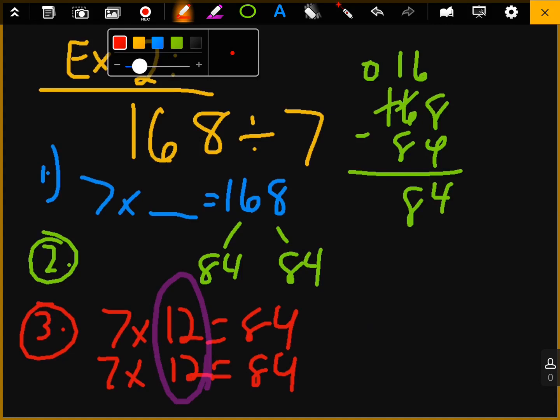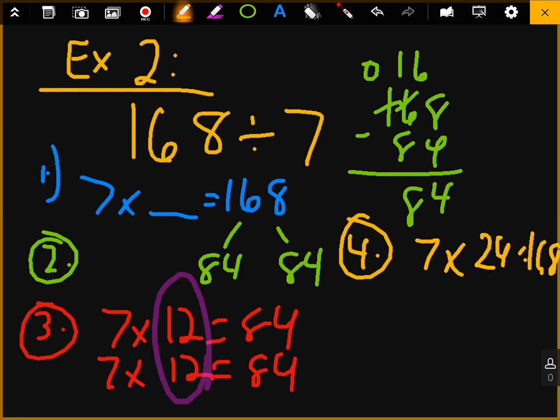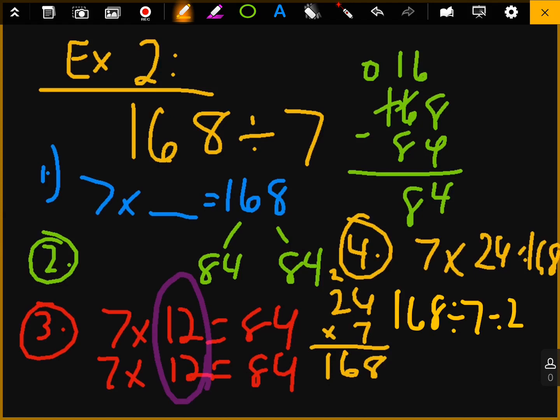So let's check our answer. And let me see if I can use a different color. I'll go back to yellow. Step 4 is check your answer. So we know it should be 7 times 24 equals 168. All right, sorry, that's a little sloppy. And let's check. 24 times 7. 7 times 4 is 28. 7 times 2 is 14. Plus 2 is 16. 168. So that means 168 divided by 7 equals 24. That is our final answer.